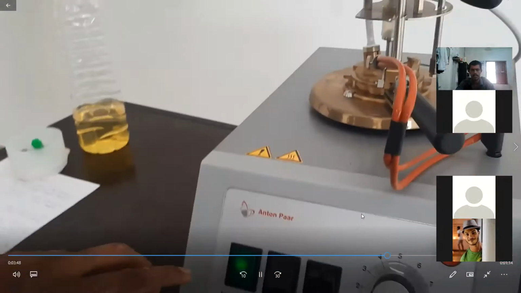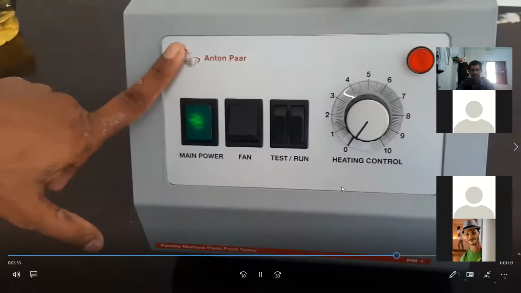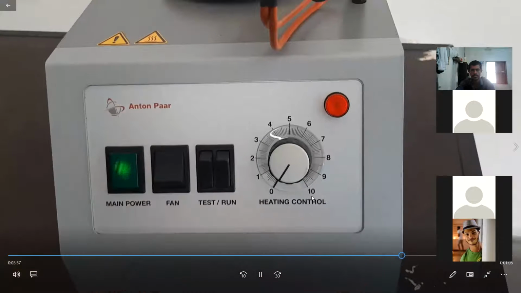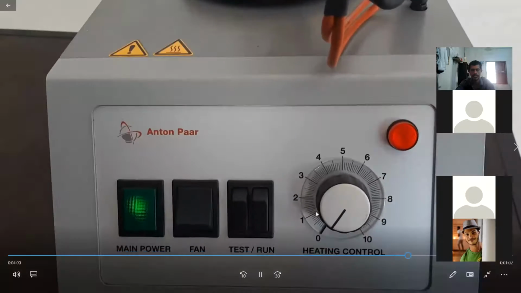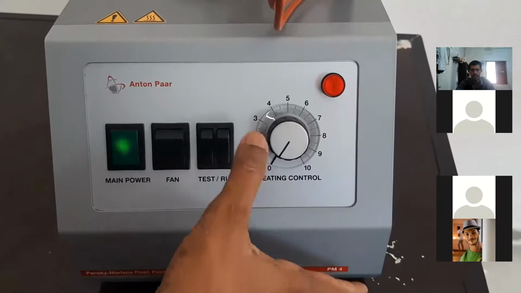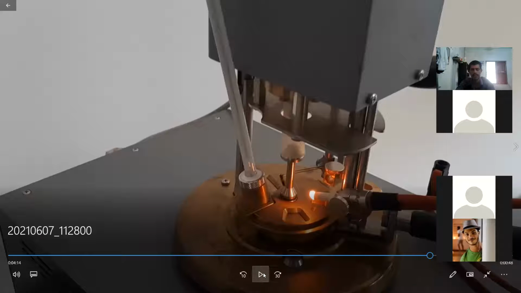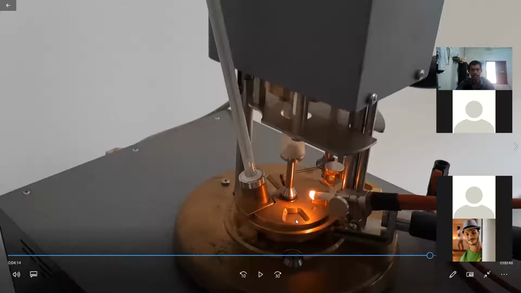Through this LED we make sure the power button is already switched on. Now we don't need to supply any heat here, so we will just introduce the fire and check. After pressing the test button, you can see there will be a flame in the electric heater. Using the black color lever, we can introduce the fire to the sample atmosphere.